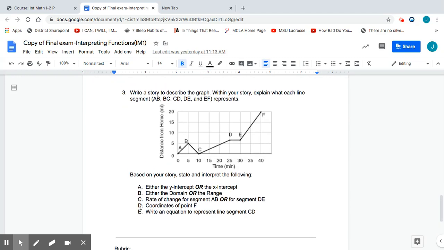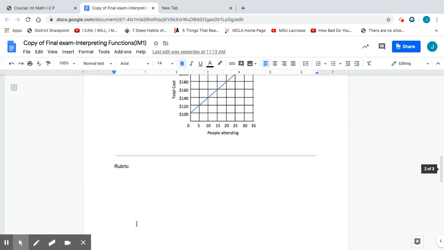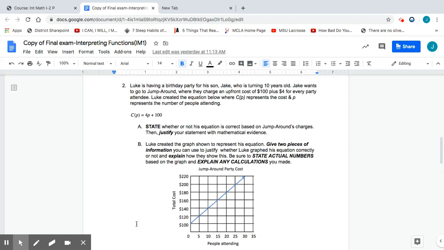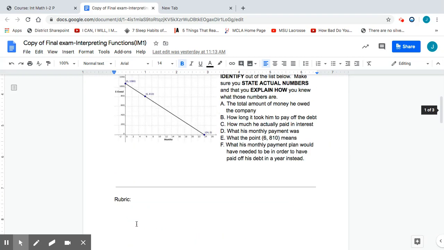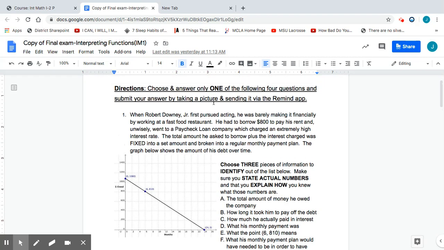So again, let's review, we only have to do one of these questions. You could do 3, you could do 2, or you could do 1. Write your answer down on a sheet of paper, take a picture of it, and send it to me. If you do have questions, you can always use the internet, or you could go back to our video notes that we've used in the past.